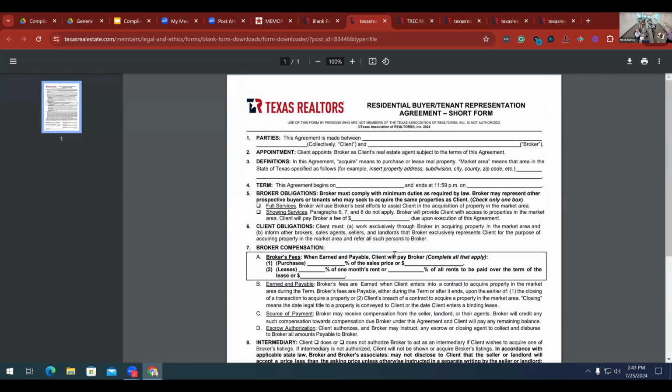What's missing on here? Your duty? Indemnification and release of liability. Why did they move it? Because this is the short form. This is just opening a door.